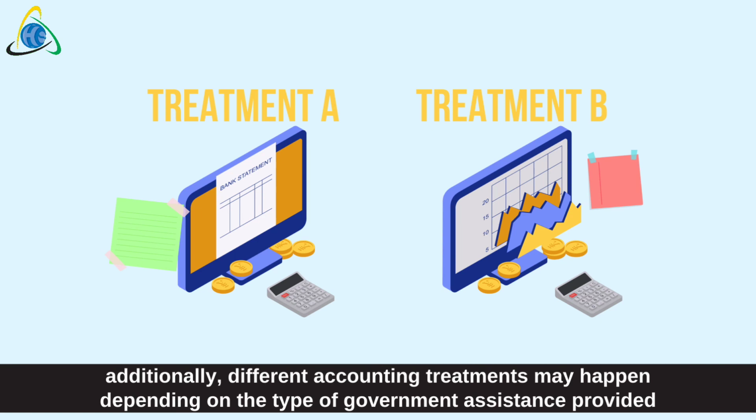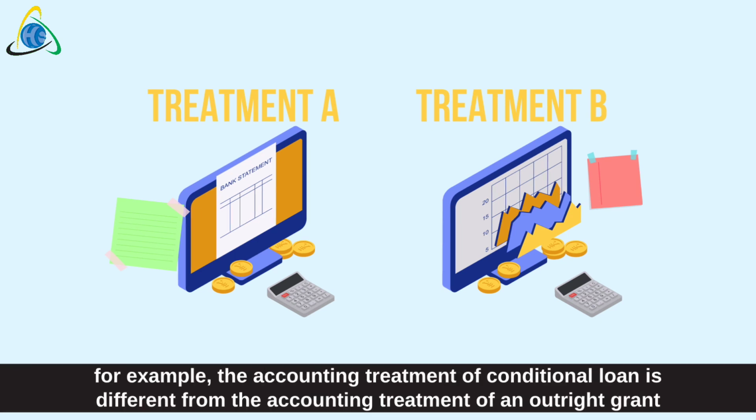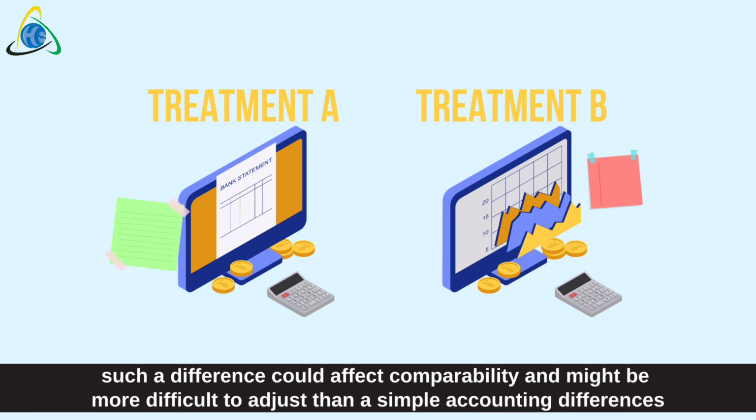Additionally, different accounting treatments may happen depending on the type of government assistance provided. For example, the accounting treatment of conditional loan is different from the accounting treatment of an outright grant. Such a difference could affect comparability and might be more difficult to adjust than the simple accounting differences.